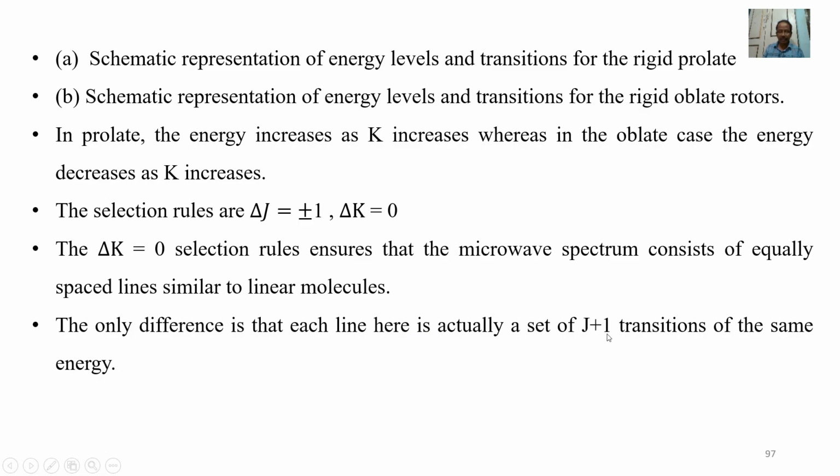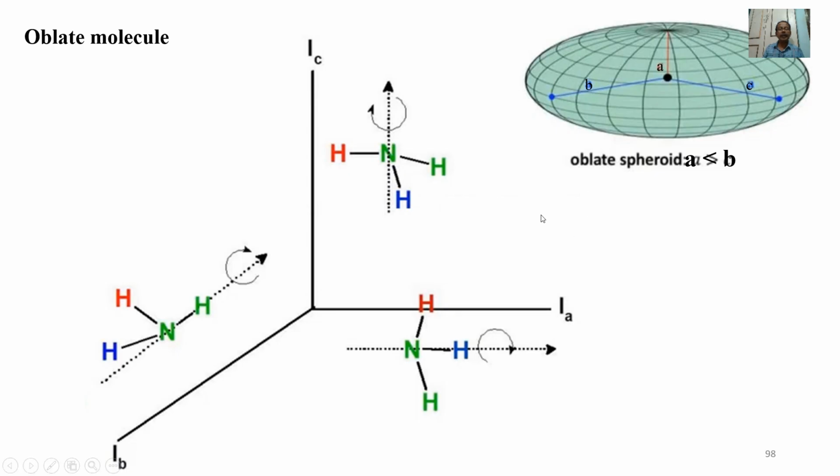And this is the oblate. Next one is the oblate molecule. As we discussed, IA is smaller than IB, which is equal to IC. So A is smaller than B, and B is equal to C. The example is nothing but ammonia, NH3. And IB and IC are perpendicular to each other.